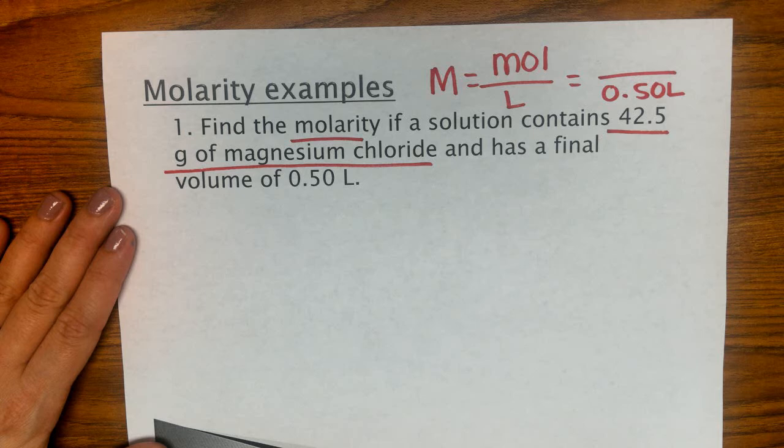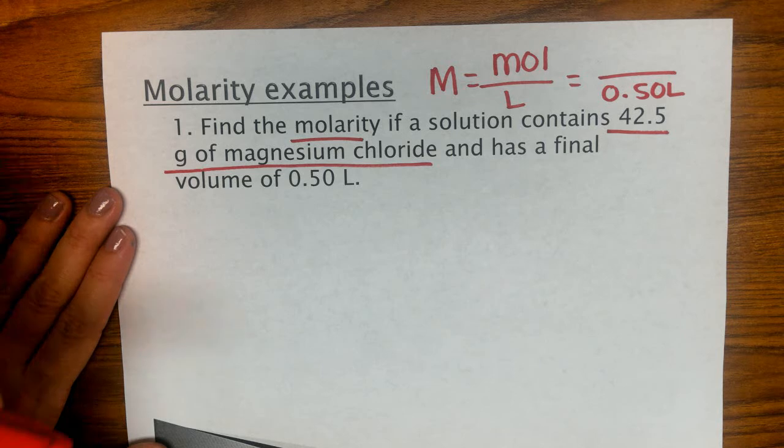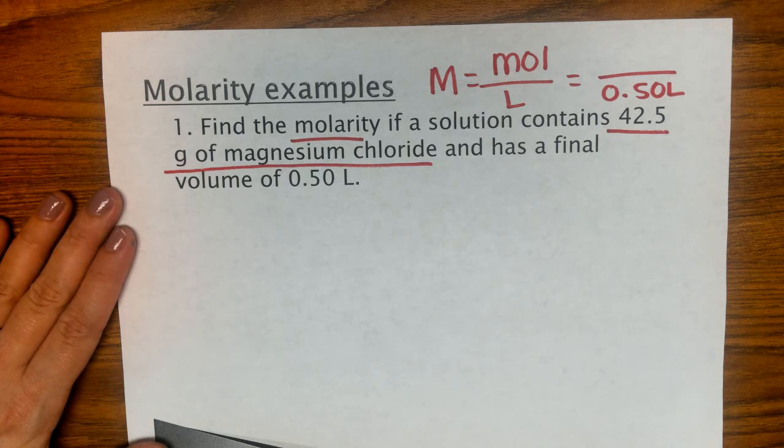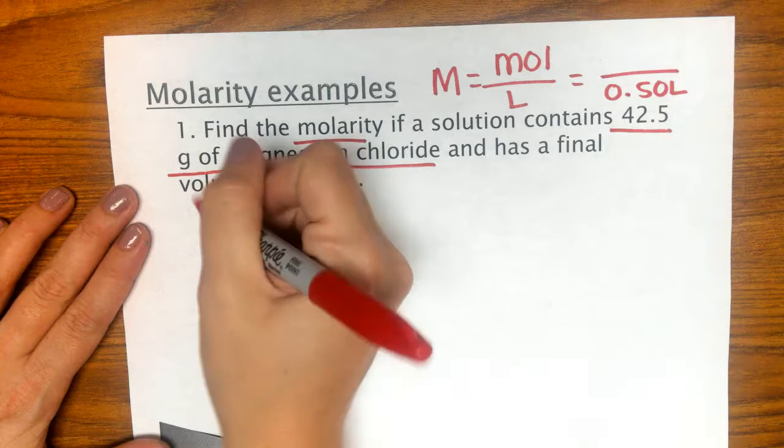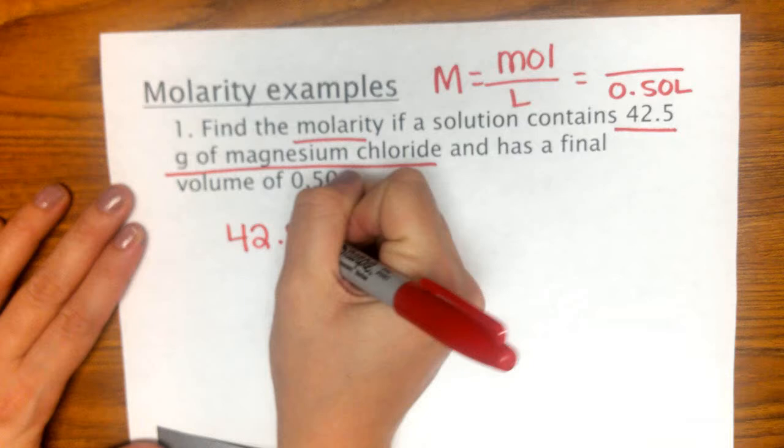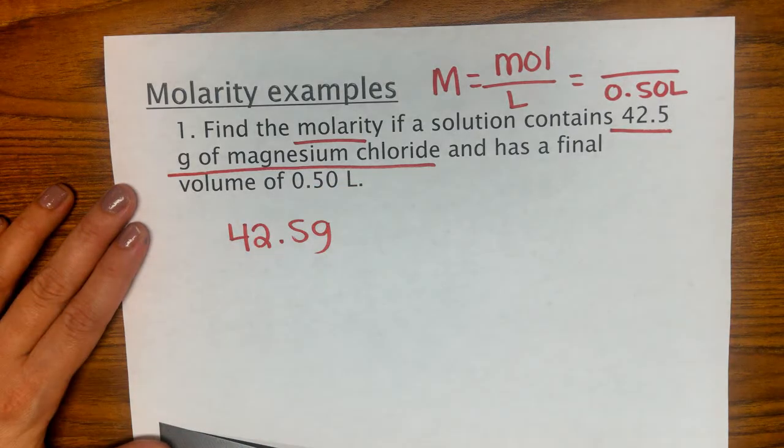It's not to be mean, but if I'm making a solution, I have to weigh out my solutes on the balance. The balance weighs things in grams, not moles. So that's why you'll be given it in grams. People have to weigh the solute on a balance. So 42.5 grams, we will need to change to moles.